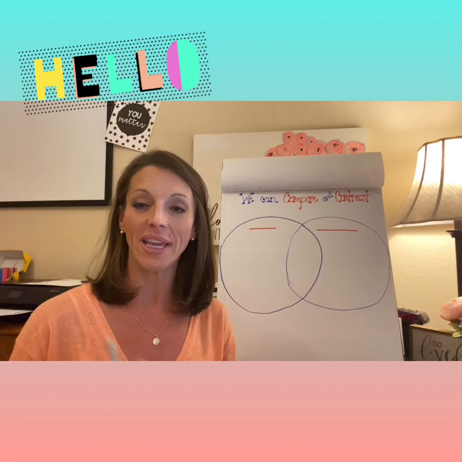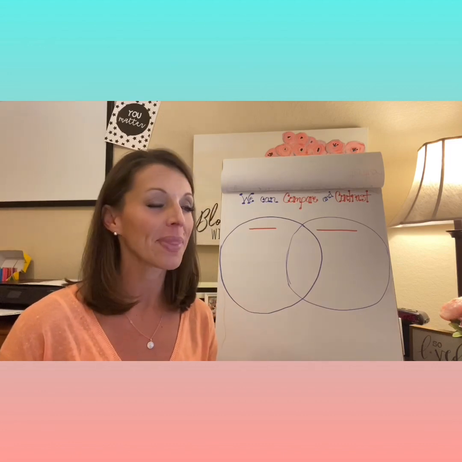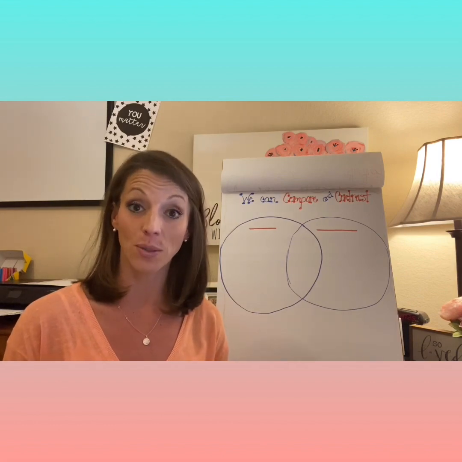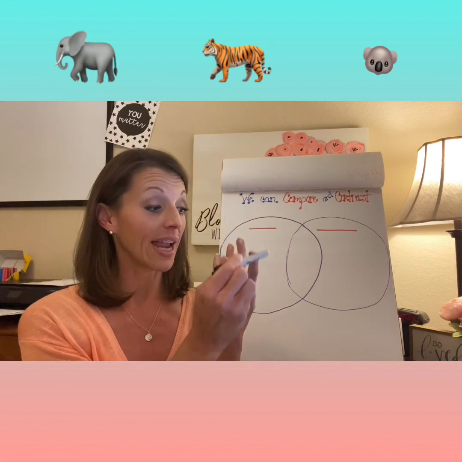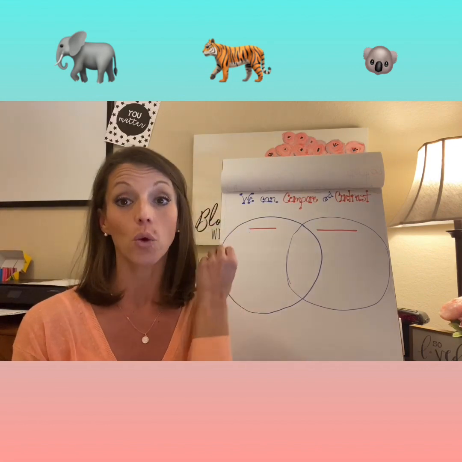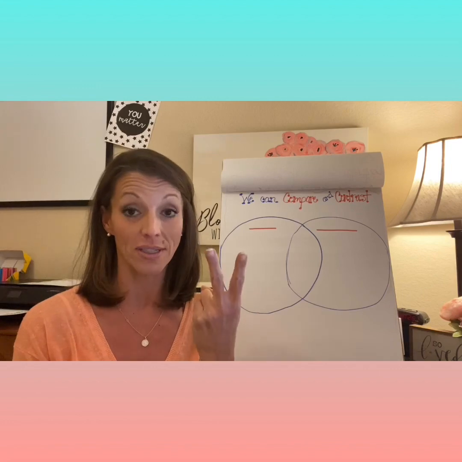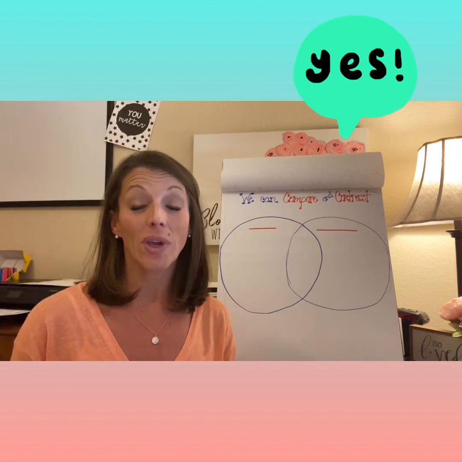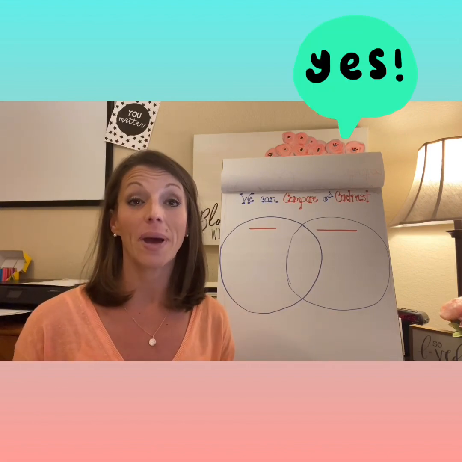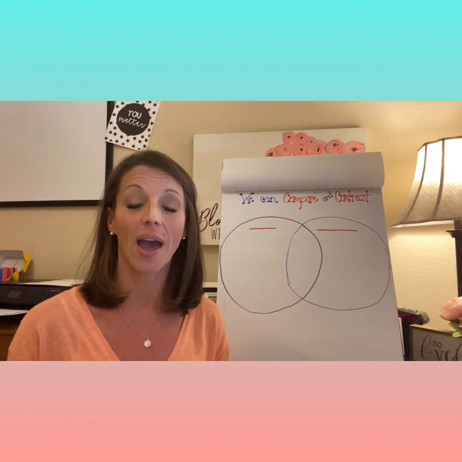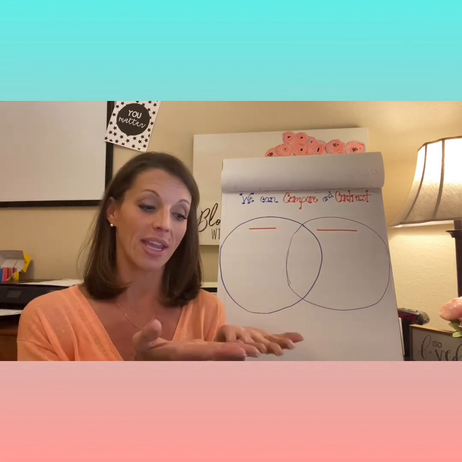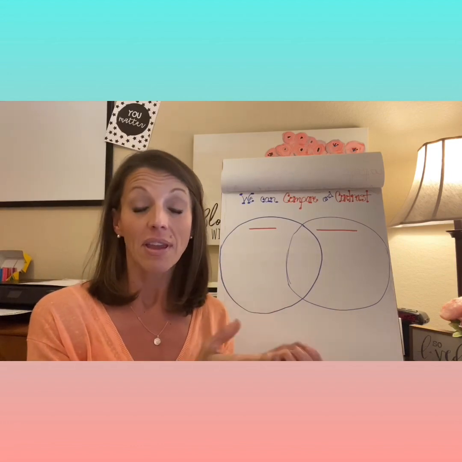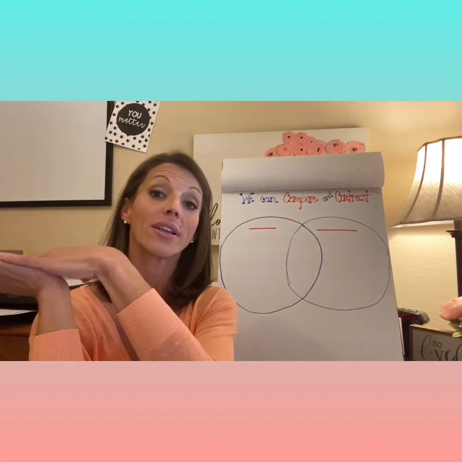So I want to give you a little bit of what you're going to be doing today. Today, your job is to take two of the animals that we've learned about this week. So we've learned about four: tigers, elephants, koalas, and giraffes. You're going to pick two of those animals and we're going to compare and contrast them. And we have done this a lot in our classroom, but I want to make sure you understand how to do that. So when we compare two things, we look and see how they are similar or the same, and then contrast how they are different.